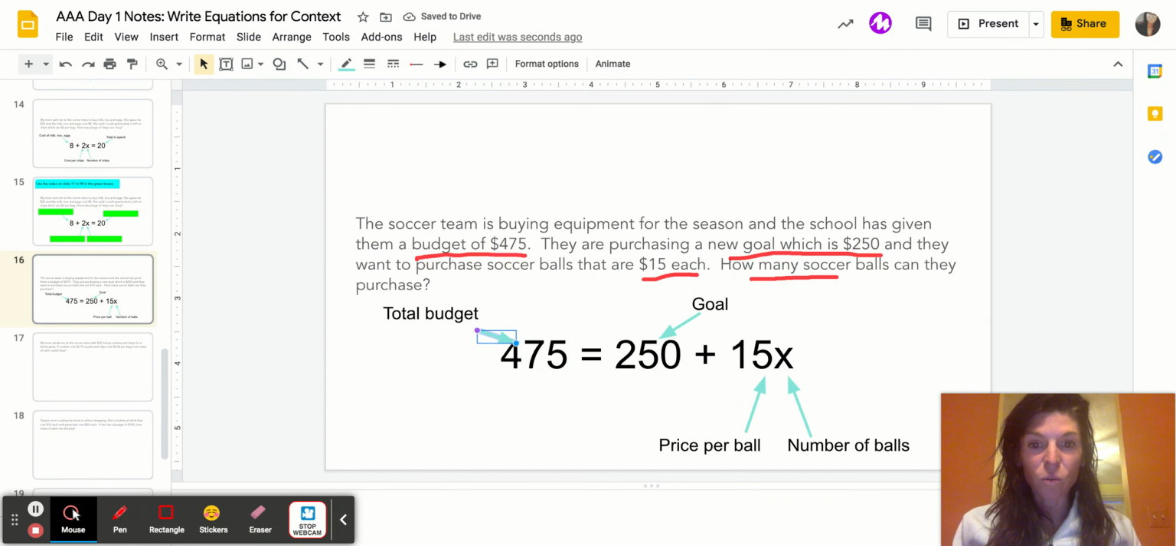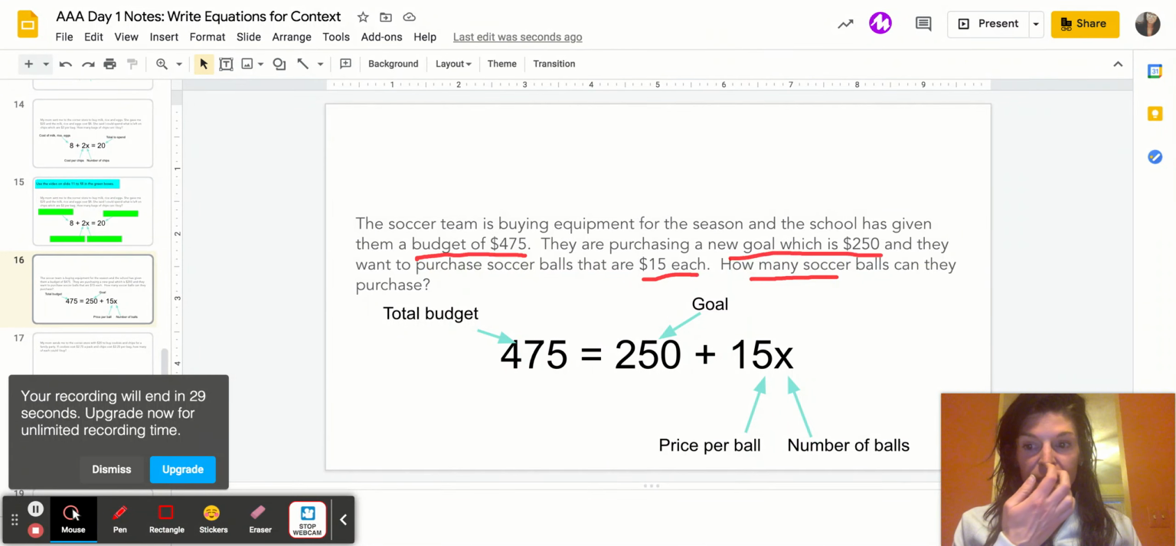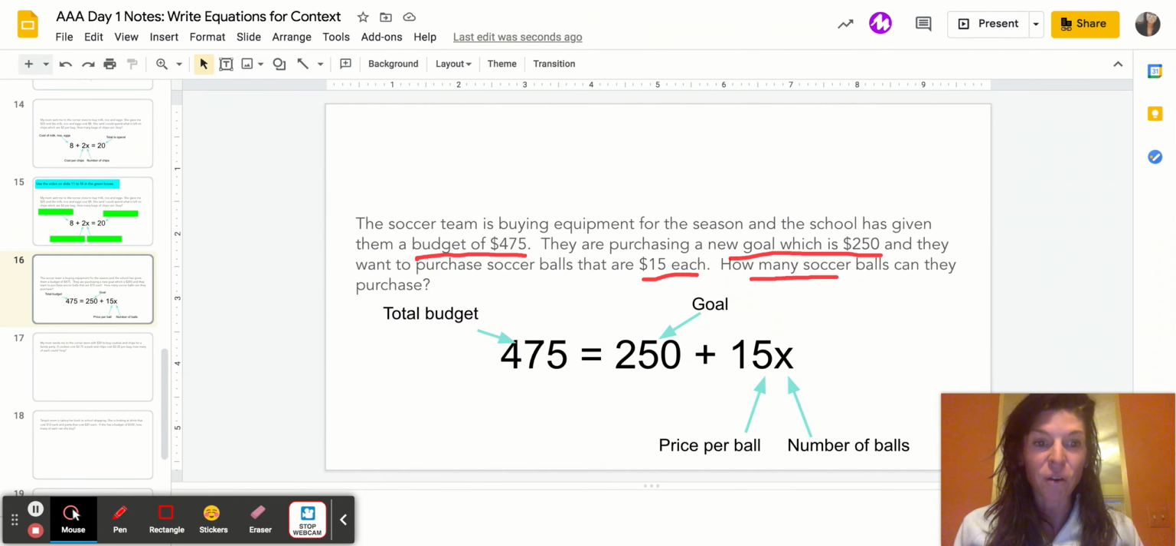And this equation, we will learn to solve this later. We will learn how to solve for X to find out how many balls that would be. But the first thing is to know that we can answer this question using math. We can answer the most number of soccer balls we can buy using math and solving for a variable.